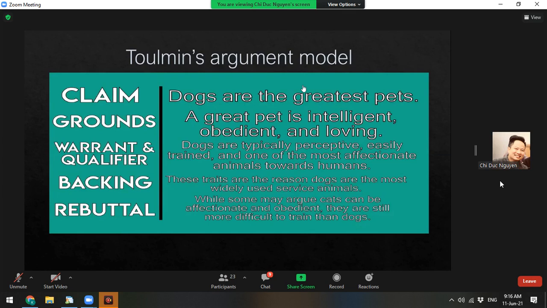Okay, and now we have the other kind of backing over here, because backing has a very close relationship with the grounds. So what does this mean for backing?